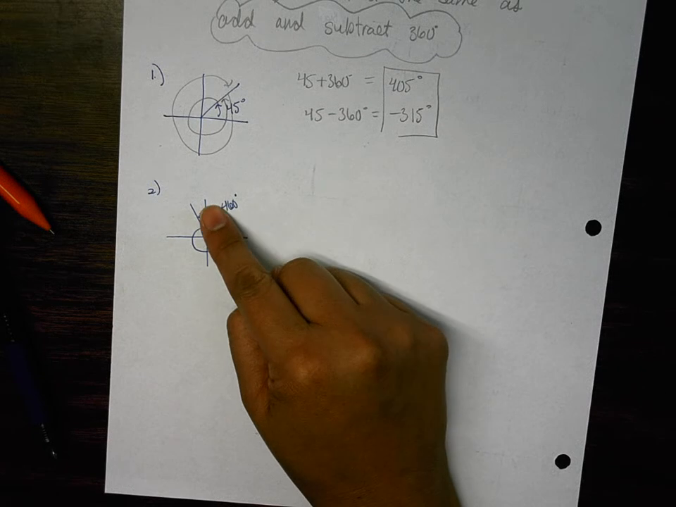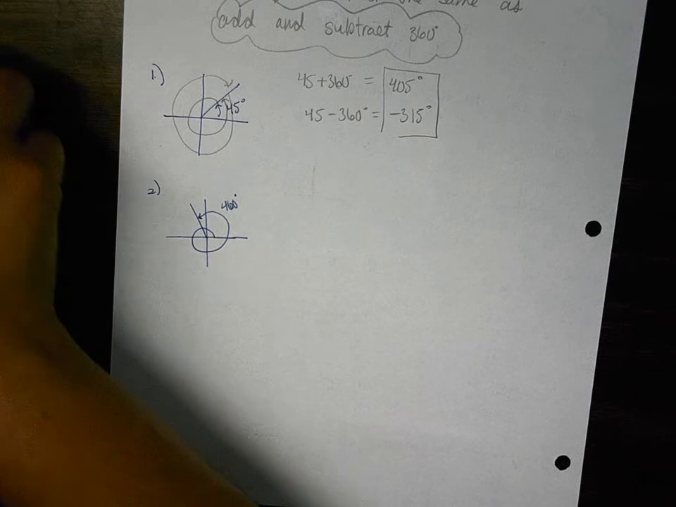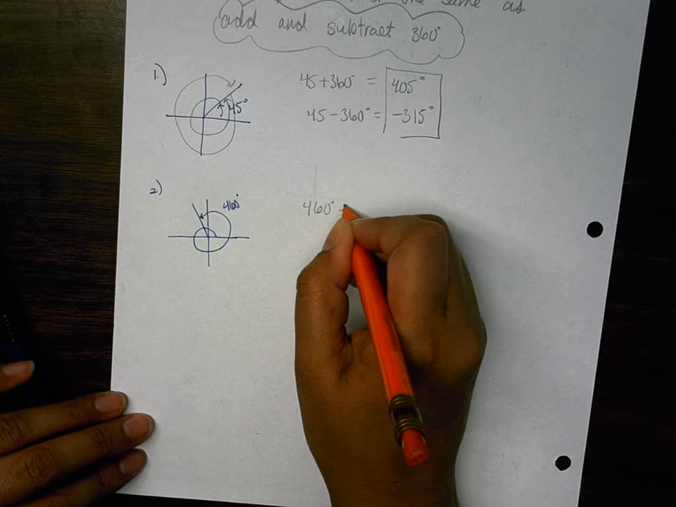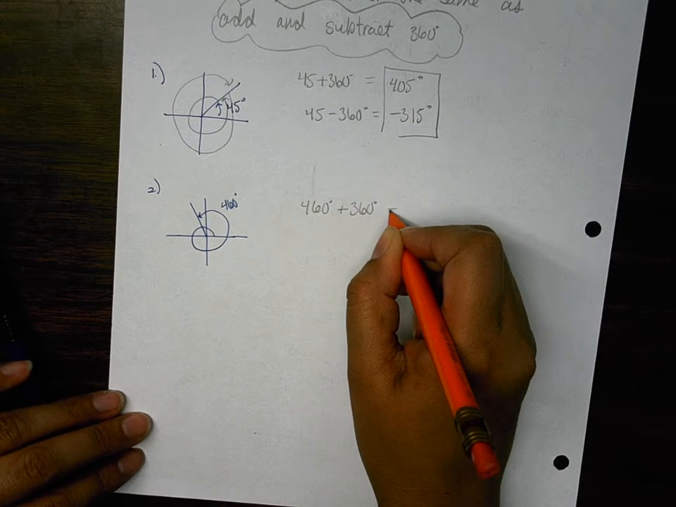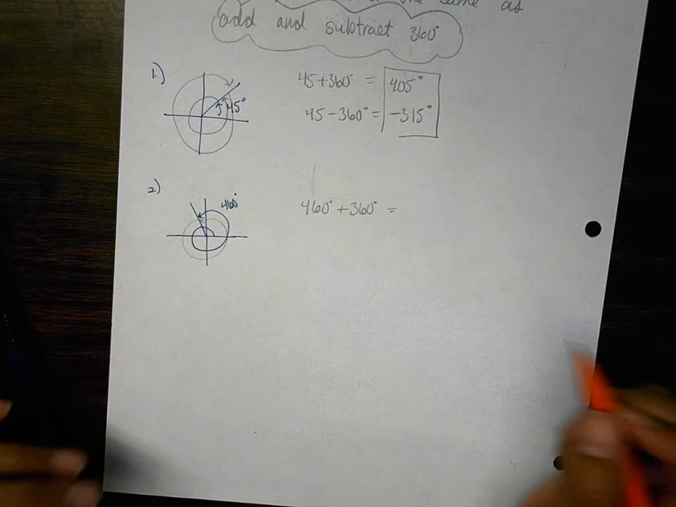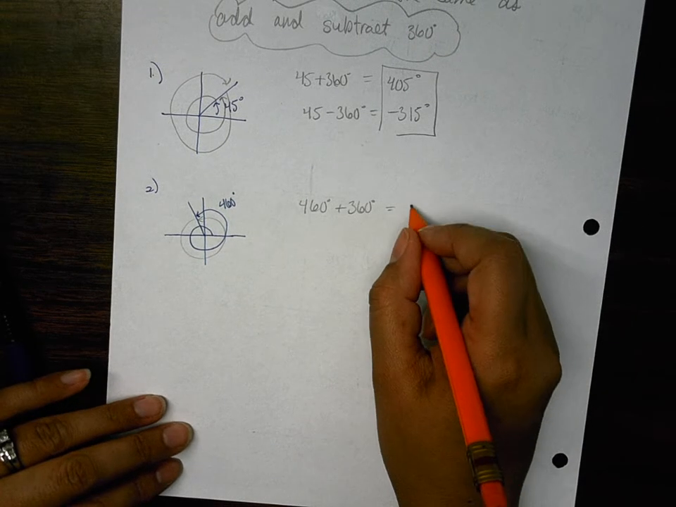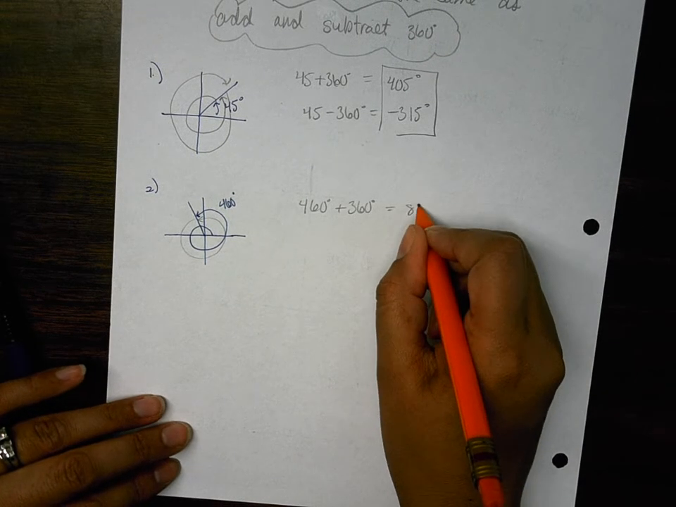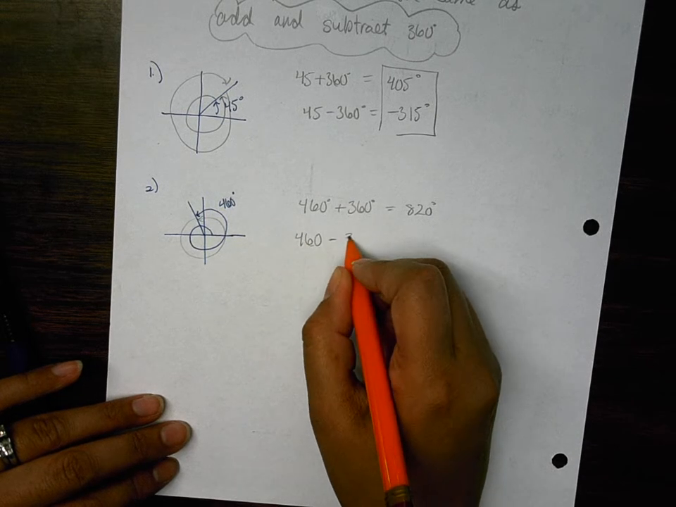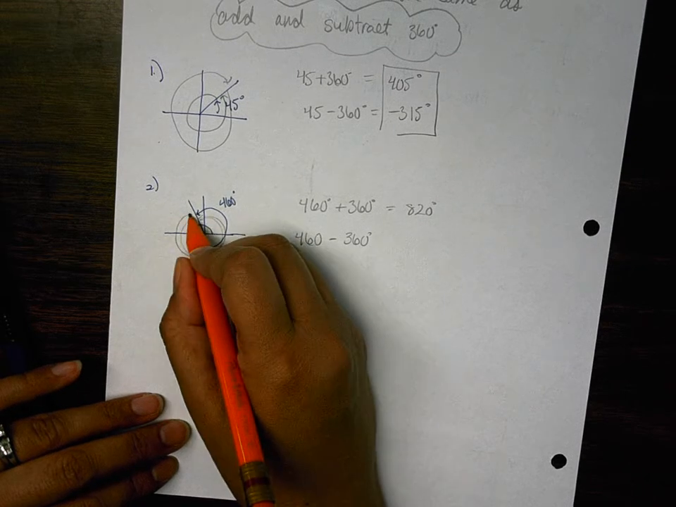Okay, 460 degrees. Does it make sense that if it's that big of an angle, we have one complete revolution all the way around and then going further? Yes. All right, so let's go ahead and add. 460 degrees plus 360 because I'm trying to go all the way around and end up at the same spot. Can you do that now? 460 plus 360 is 820. And then what are you going to do?